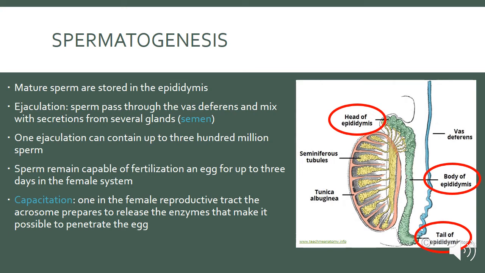In fact, capacitation is the idea that once the sperm are in the female reproductive tract, the acrosome that contains these enzymes that are going to help to break down the protective layer around the egg becomes ready. So this capacitation process makes the acrosome ready to penetrate the egg, and that's triggered by entry into the female reproductive tract.